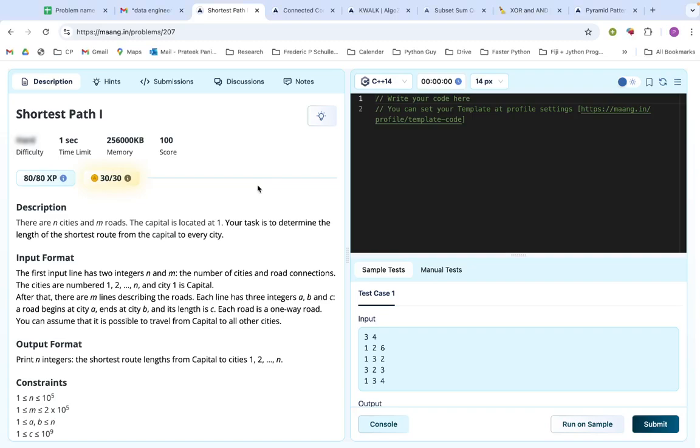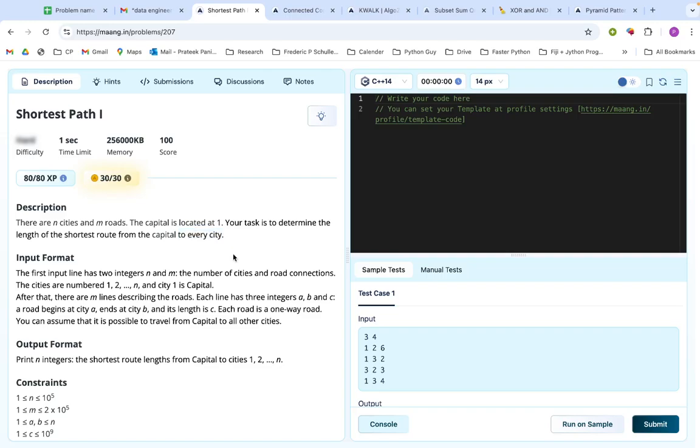Hey, hi guys. So let's discuss this problem called shortest path 1. We are given n cities and m roads, and the capital is located at 1. So there is a node numbered 1, and it's a special node. We call it capital. The task is essentially to determine the length of the shortest path with this capital city, which is numbered 1, being the source, and the target is every other city.